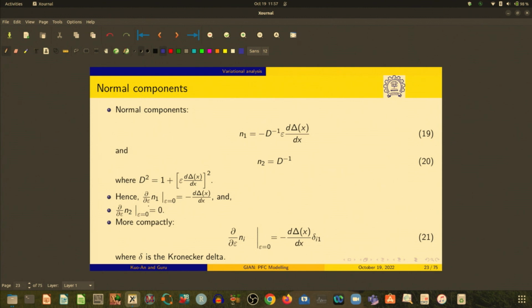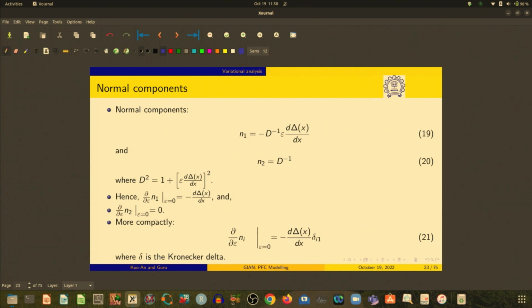So, if you take dou by dou epsilon of n1 and evaluate it at epsilon equal to 0, that is nothing but minus d delta by dx. Why? If you take dou by dou epsilon, you will still have minus d inverse, but look at d inverse. What was d inverse? 1 plus epsilon d delta x by dx whole squared. That is why I am evaluating at epsilon equal to 0. Otherwise, the other thing, minus d delta x by dx, will automatically come by differentiation of epsilon itself, but d inverse depends on epsilon. So, if you evaluate at epsilon equal to 0, then dou by dou epsilon of n1 is minus d delta x by dx.